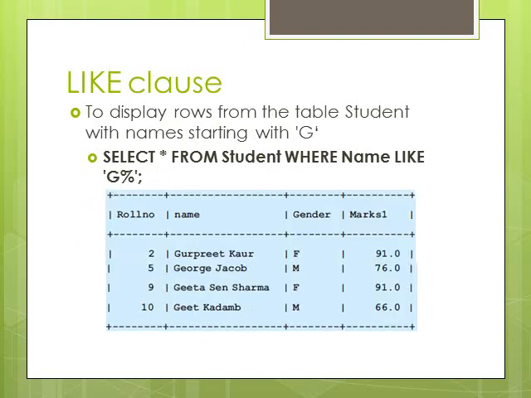One more example: to display the records from the table student with the name starting with capital G. The statement will be select star from student where name like capital G percentage. In the output you can view roll number 2, 5, 9 and 10 records, where the name is starting with G and after G any characters can be there. So it is displaying 4 records starting with capital G.